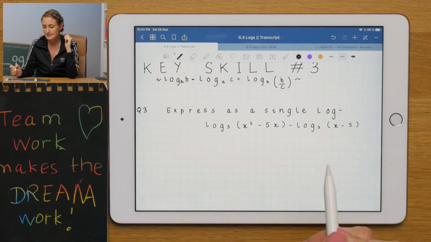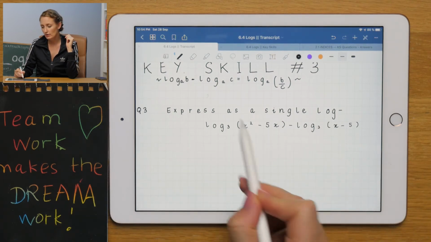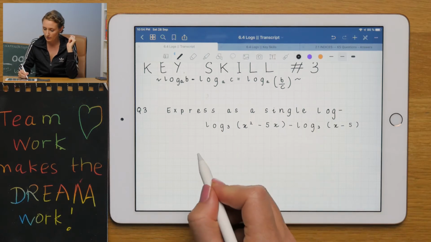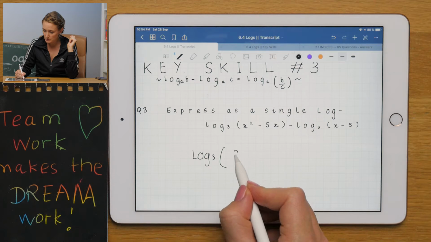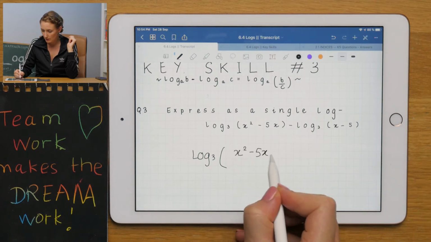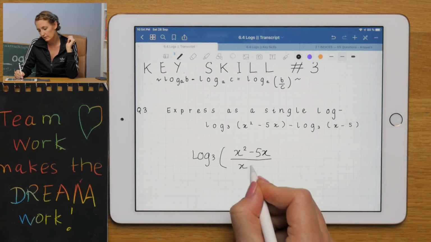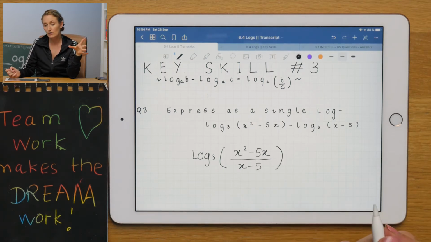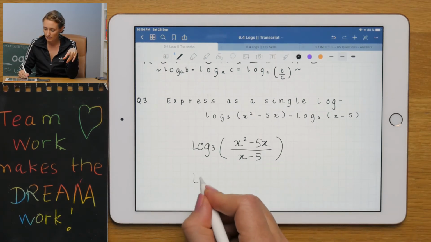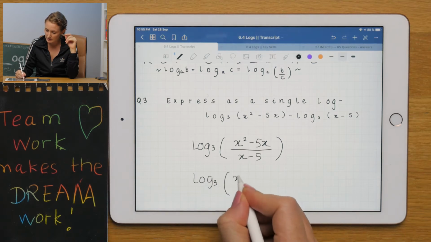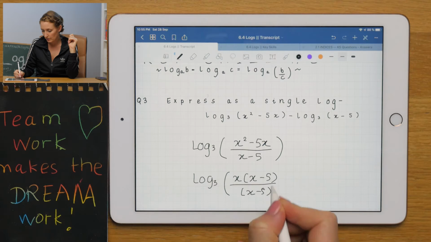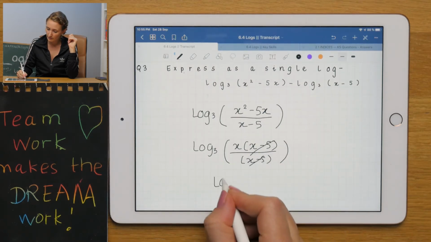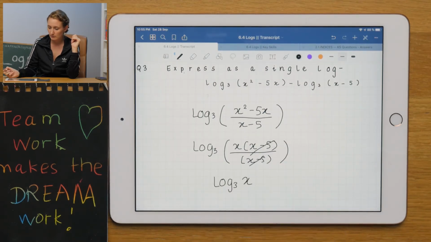Okay, express as a single logarithm. That means we need to go down from 2 logarithms down to 1. So let's see. log 3. We've got a minus here, which means we can do the first one divided by the second one. So single logarithm, only one log. And now we can be a little bit fancy and factorize the top and cancel it with the bottom. So that would give log 3x. So we have not only got a single log, but we've simplified.